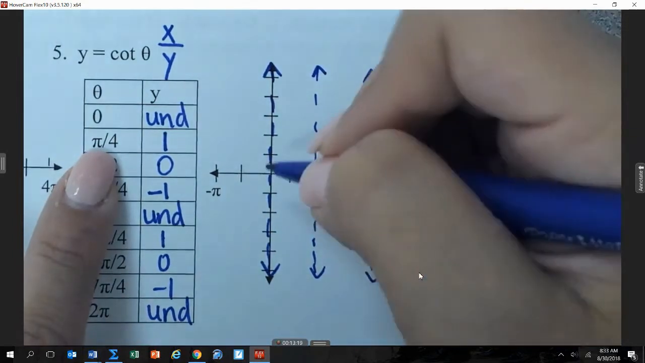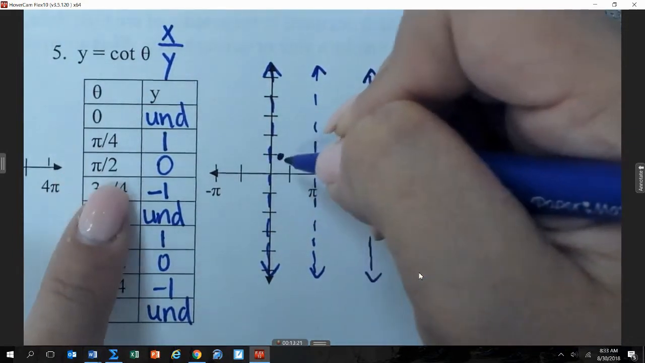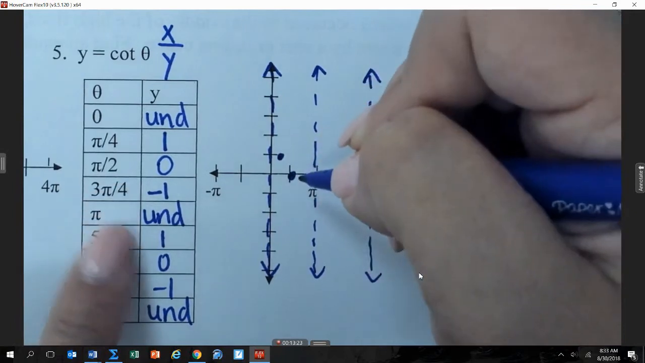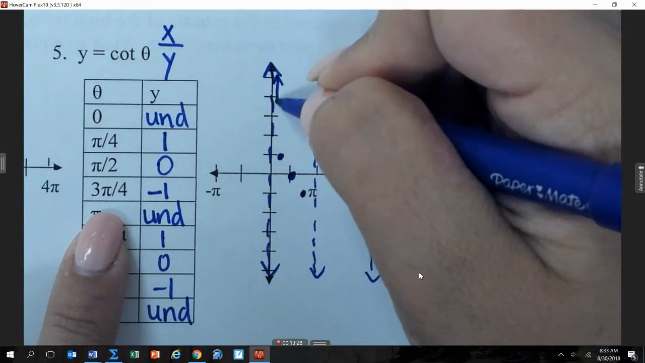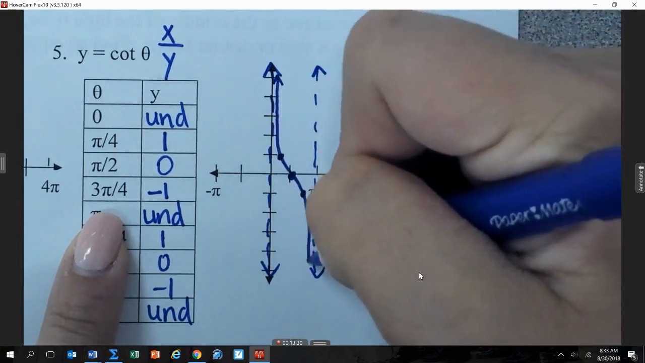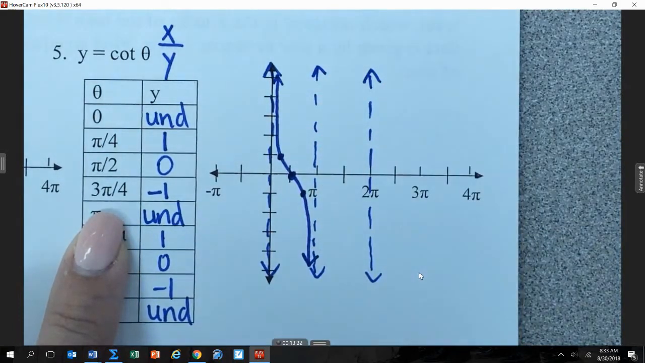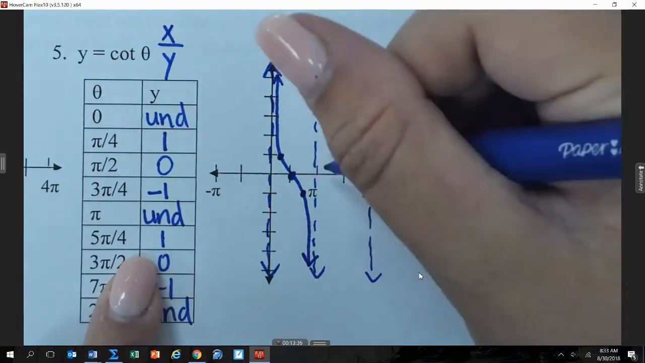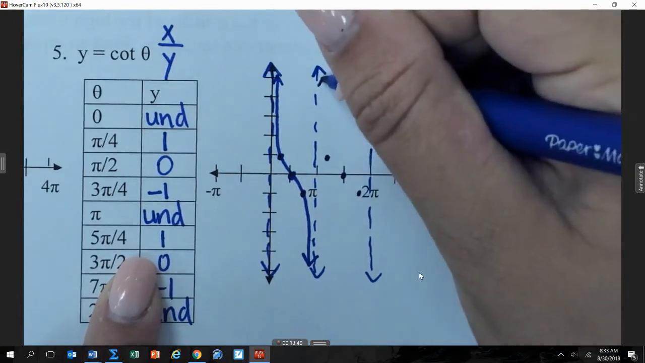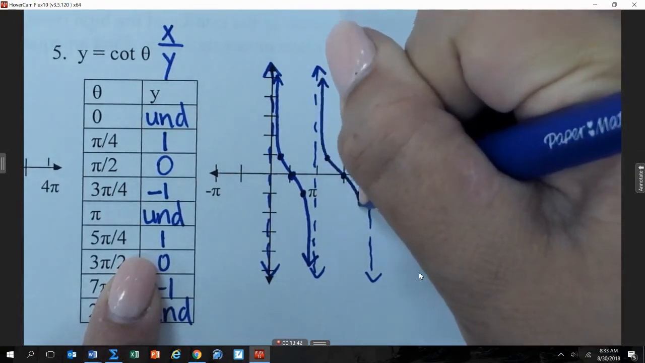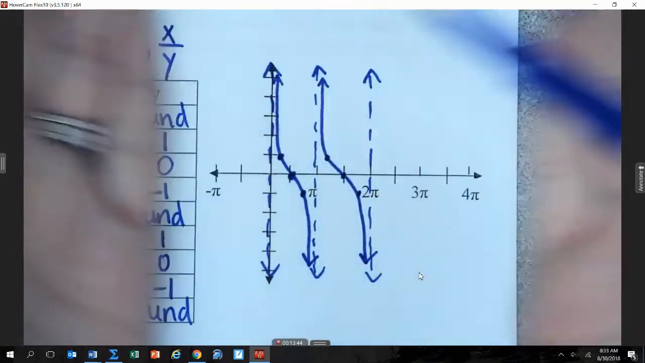Okay. And then I'll plot these points. Pi over 4, 1. Pi over 2, 0. 3 pi over 4, negative 1. Cotangent falls left to right and approaches the asymptote. So that's different than tangent, right? Tangent rises left to right. So we'll repeat that here. And these shapes would extend infinitely in both directions.